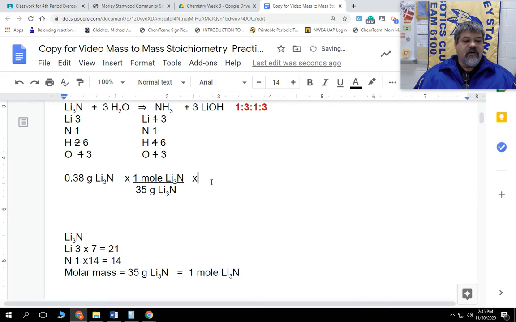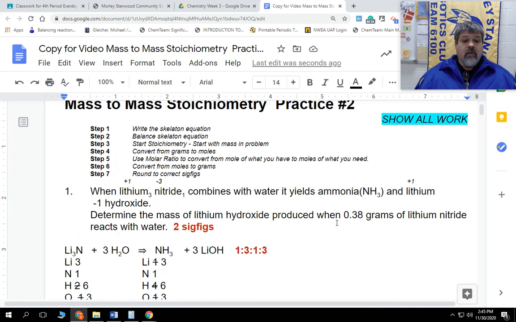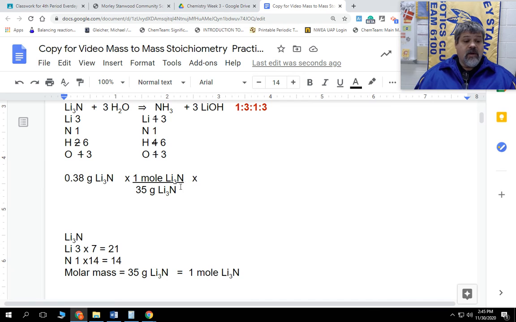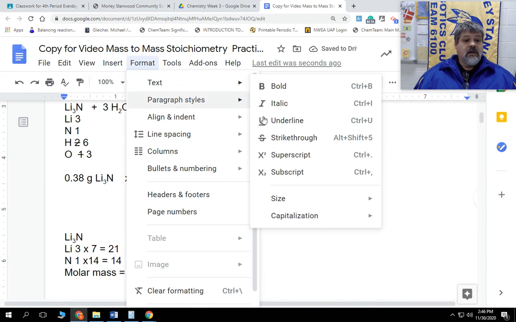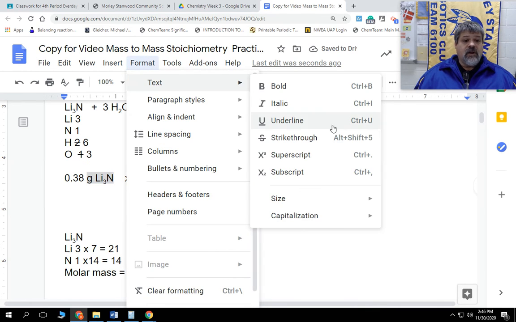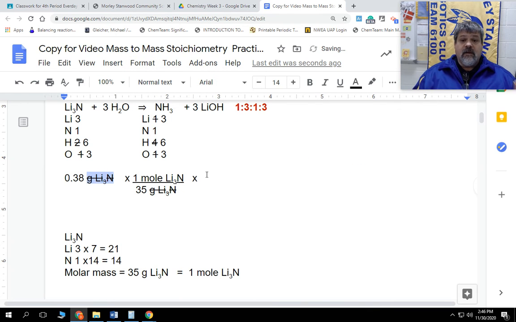And then we've got to convert it now from moles of lithium nitride to lithium hydroxide. But before we go ahead and do that, we can go ahead and get rid of our grams of lithium hydroxide. So we're going to strike that through, strike this through. You have to show it. If you don't show it, you're going to get points marked off, because if it's still there, that means that you need to have it in your answer. And so we might as well just get rid of it as we go along.